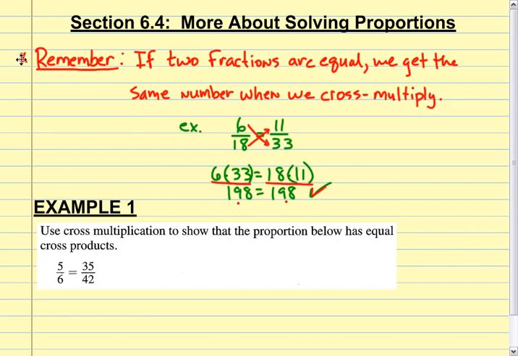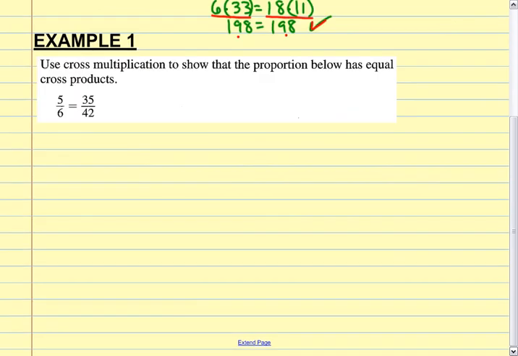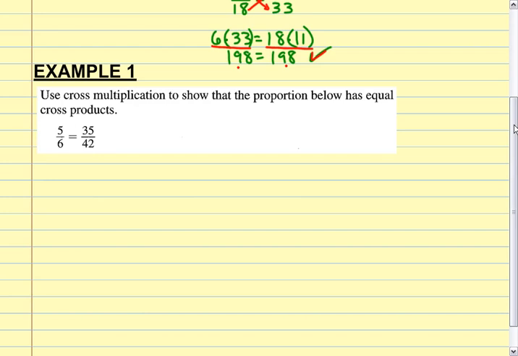Now let's go down here to example number 1. I need a little more space. We okay there? You ready? Okay, good. Example number 1 says, use cross multiplication to show that the proportion below has equal cross products. We're going to prove that these two things are equal. I'm going to write this a little bit bigger. So I'm going to have 5 over 6 is equal to 35 over 42.